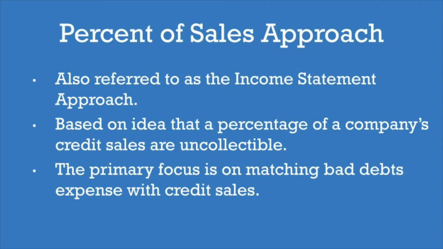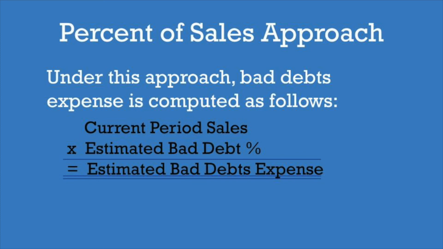Next we have the percentage of sales approach, and it really uses income statement relationships to estimate bad debts. So effectively what we do here is we take the current period sales and we come up with a percentage estimate of bad debt, say 0.2%, 1%, and we simply multiply the two in order to get an estimate. All the other mechanics are the same as what we've done previously.